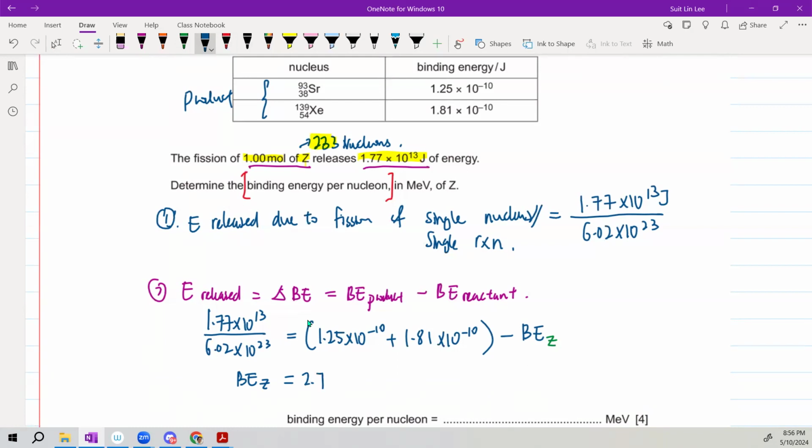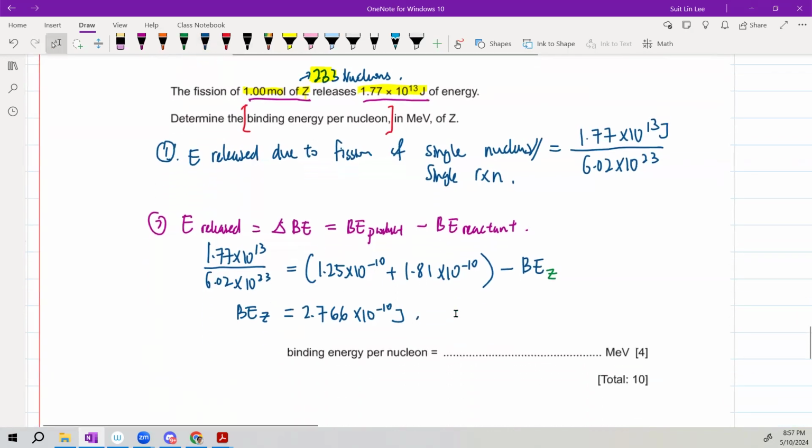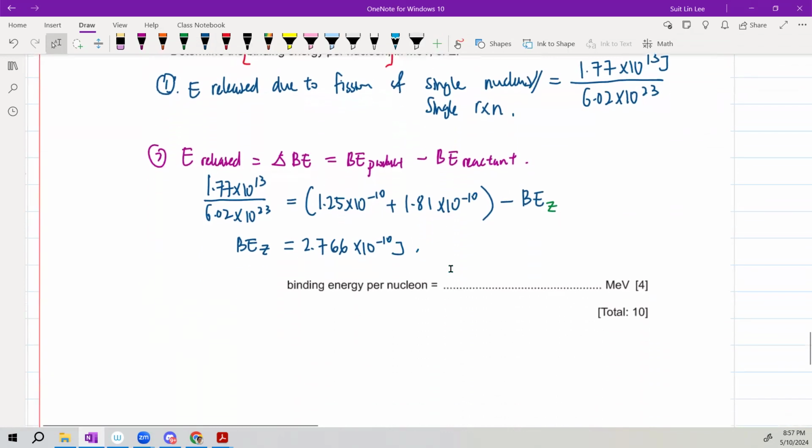So I'll have 2.766. I'll write one extra SF first because this is not my final answer. Negative 10 joule. But I want to find binding energy per nucleon number and I want to convert these to mega eVolt. That will be step 3. Binding energy per nucleon number.